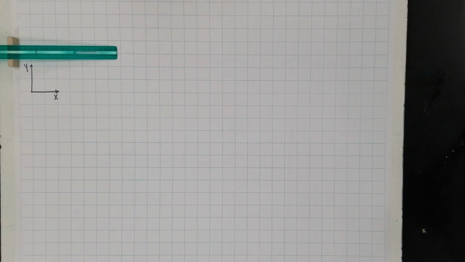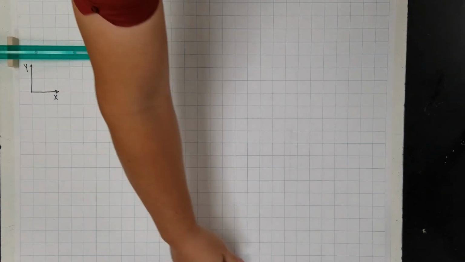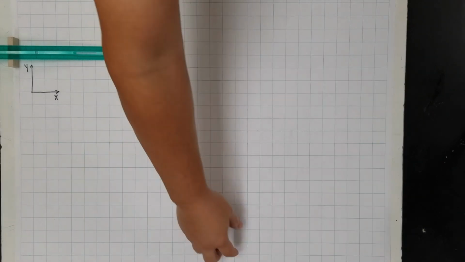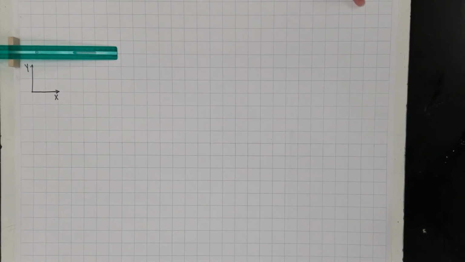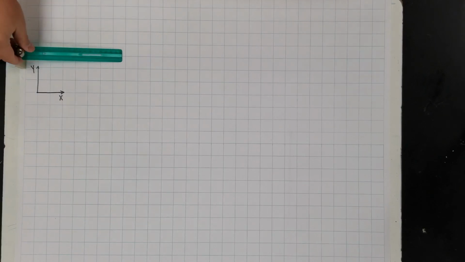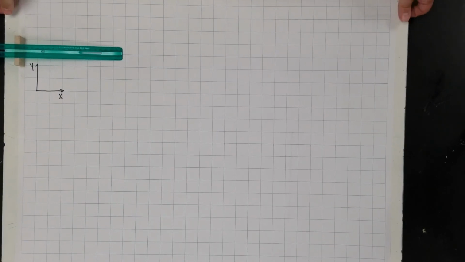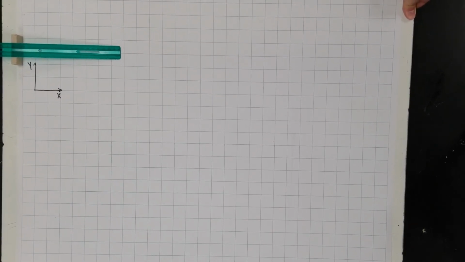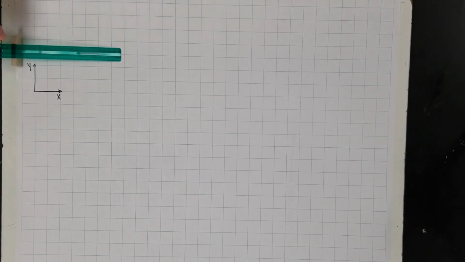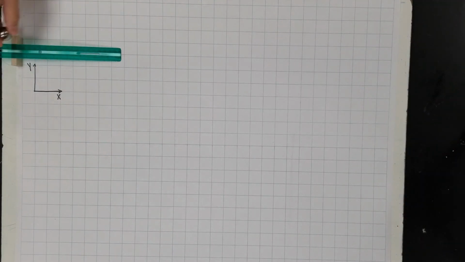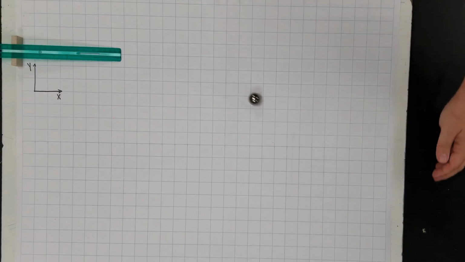This side's lower. So if I put a ball here and let it go, see how it accelerates down? So when I combine these two motions, here's my y, and here's my x. If I put those two together, it'll look like this.